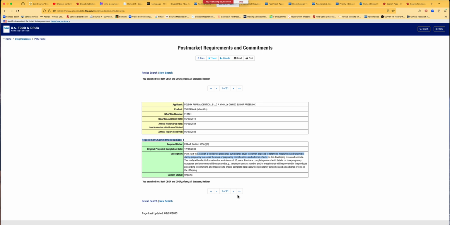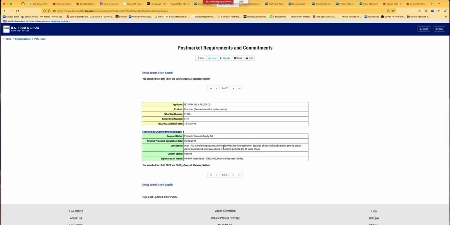Now you may also look into another study. This one is the same. Establish, this is again worldwide pregnancy. This is the second one, very similar. You have a deferred pediatric study under PREA for treatment of sedation of non-intubated patients. Again, this is another product by Pfizer. We have the product, the NDA number, the approval, and here we see that the status is fulfilled.